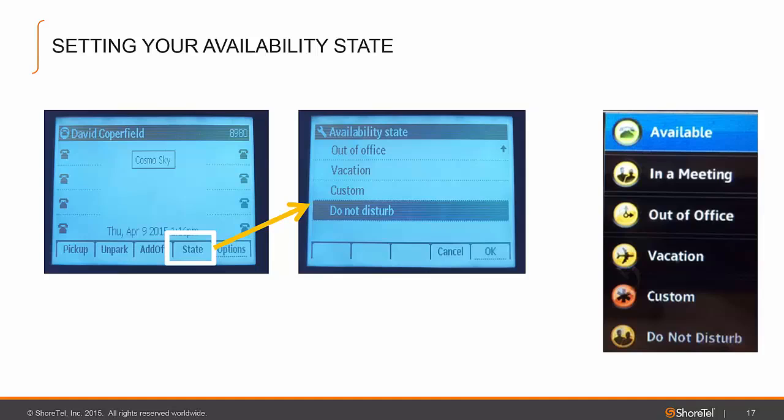Shoretel phones allow you to choose from a set of 6 availability states through a soft key labeled either State or Availability, depending on your phone model. You can also change your availability-based inbound call routing through the Shoretel Connect client, which we'll discuss in a bit, or an administrator can change it for you.